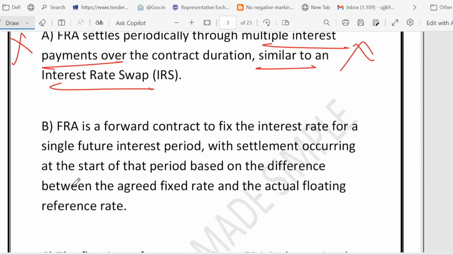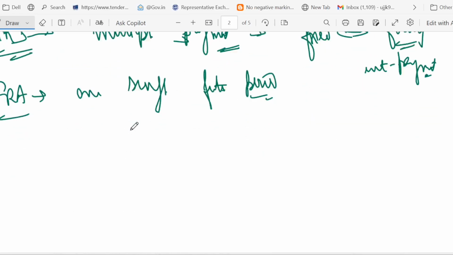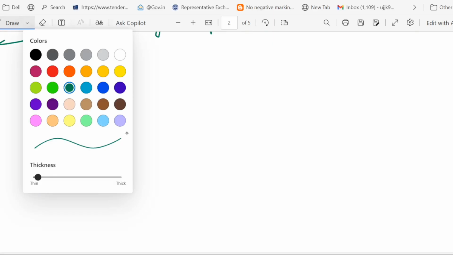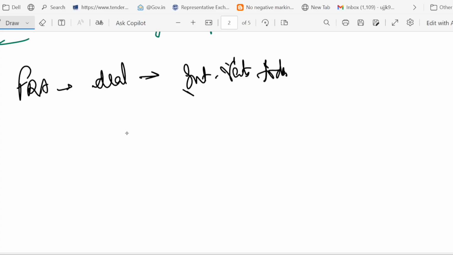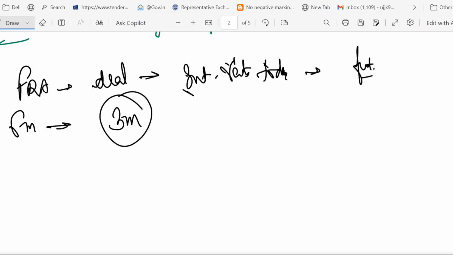Option number B, yes. See, this statement is absolutely correct. Let me explain what FRA is. FRA is basically a deal to lock your interest rate today for a future period. For example, suppose that 6 months later you will take a loan for 3 months.